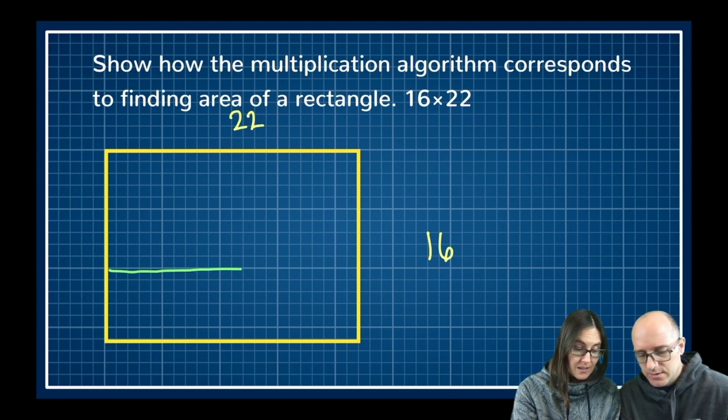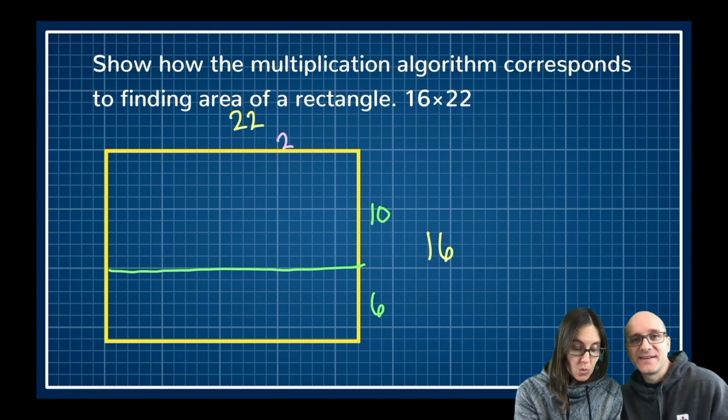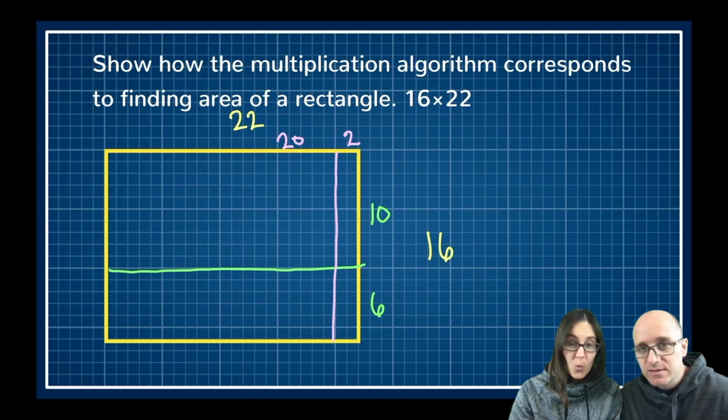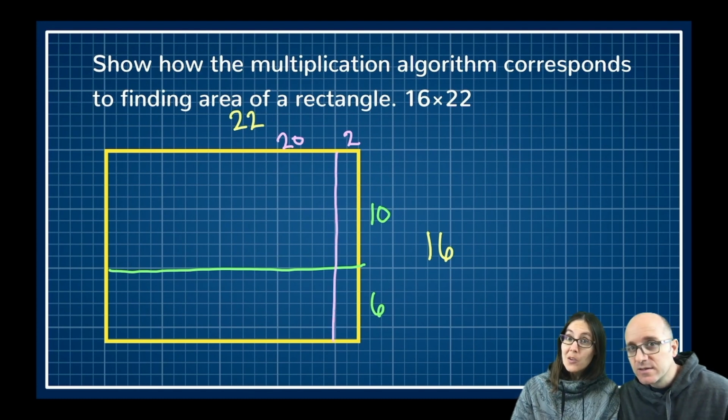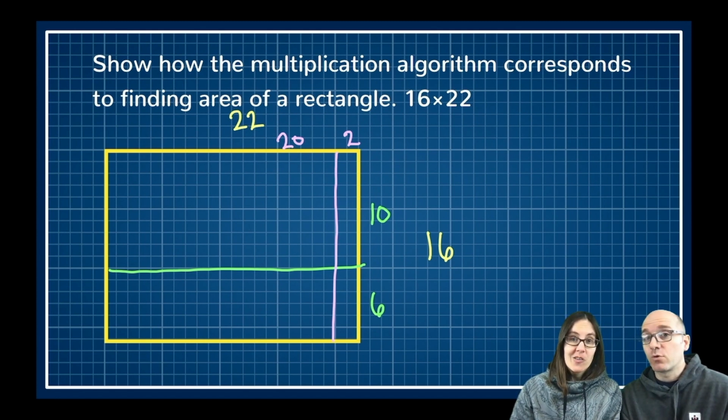I agree. And so if I draw a line here and have 10 and 6, that's one way to think of 16. 22 is the same as 20 plus 2. And for this one, I draw my line way over there because 20 is a lot bigger than 2. Yes, it is. Okay, so now are you going to find the area of each of those 4 rectangles?